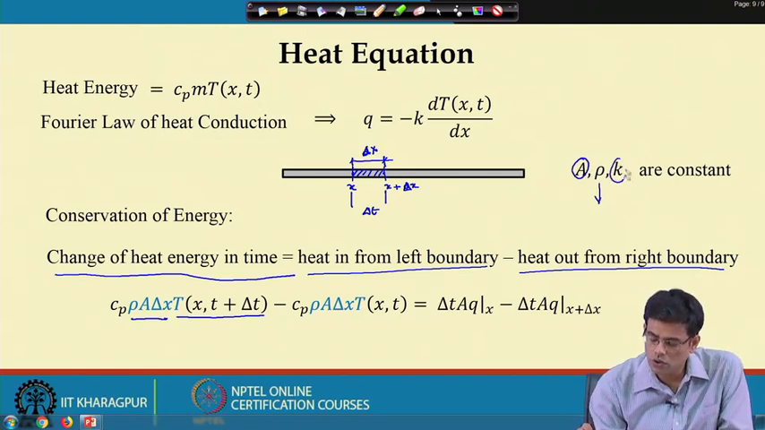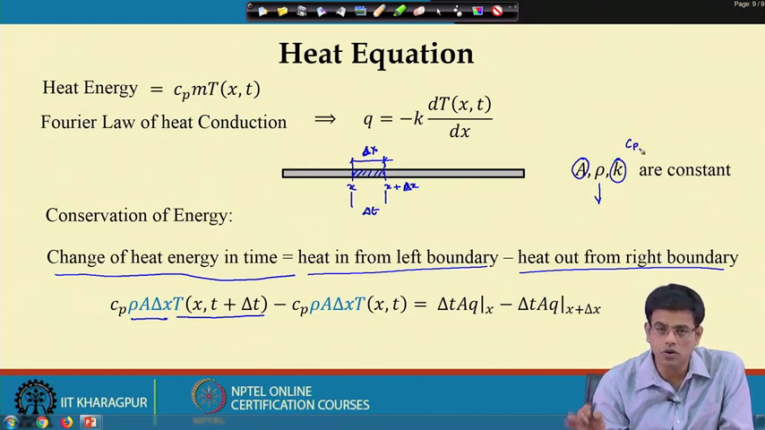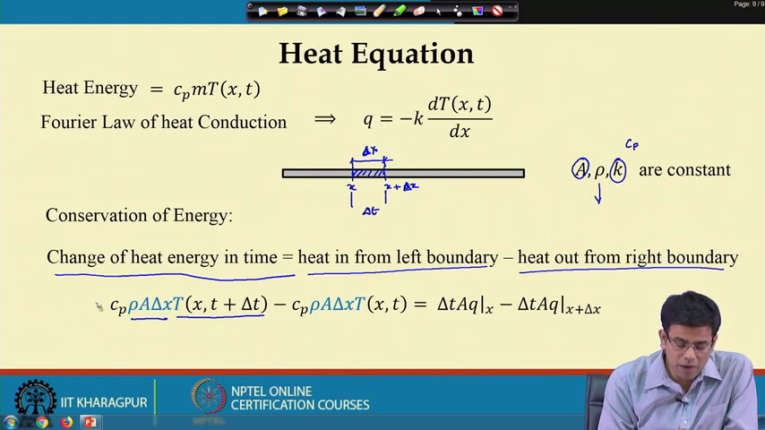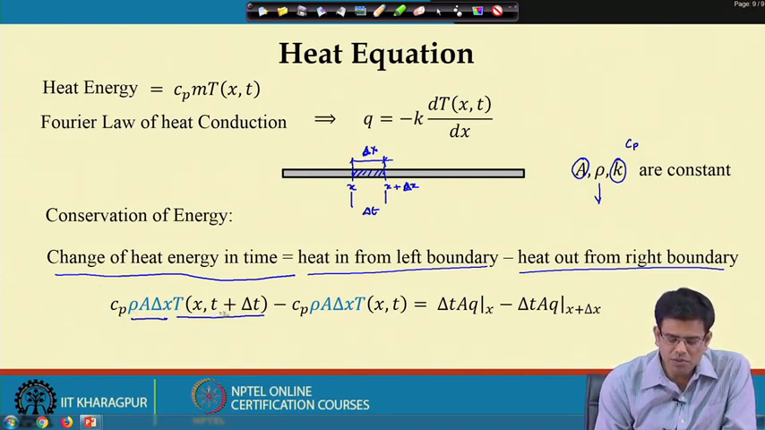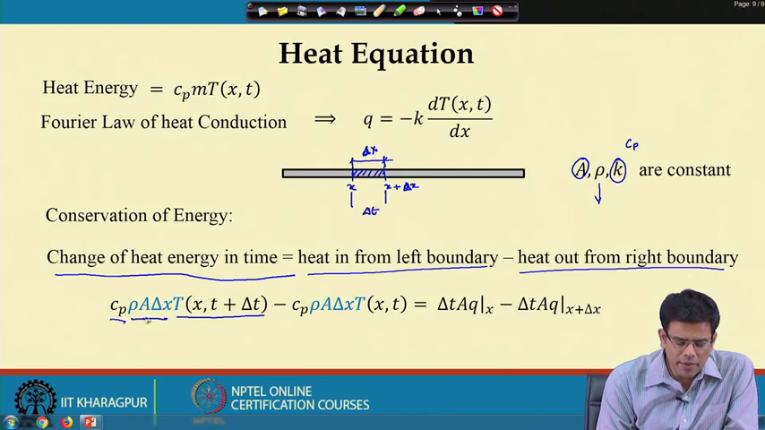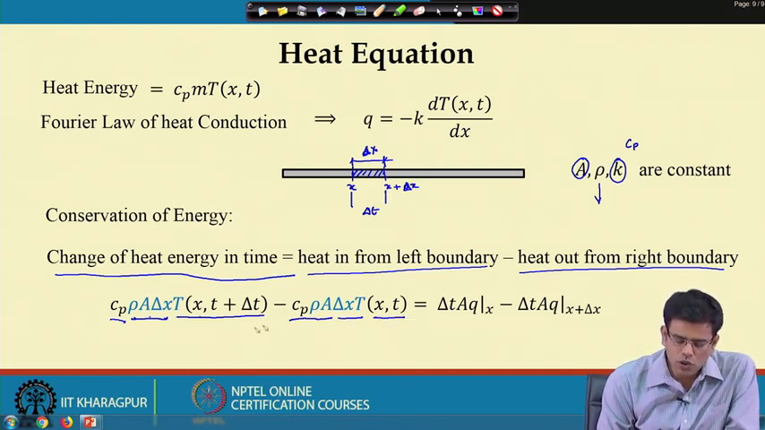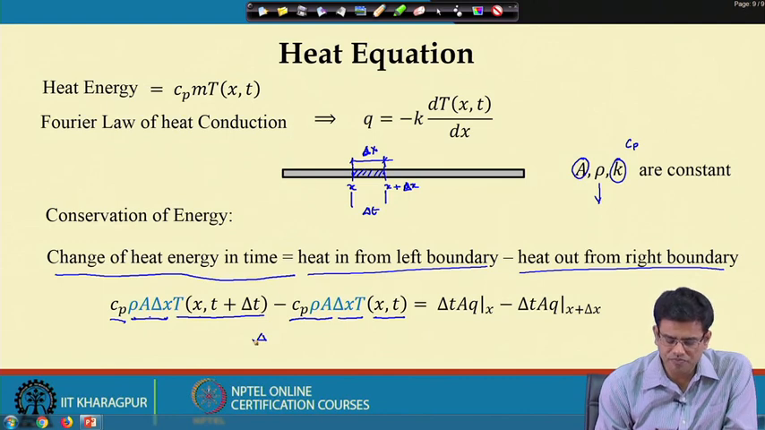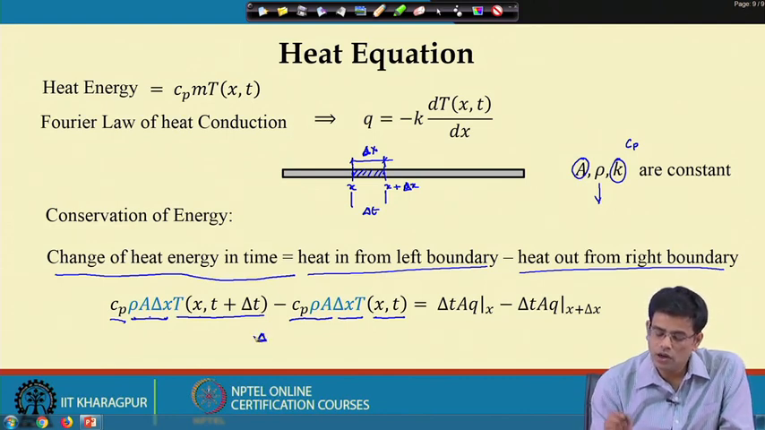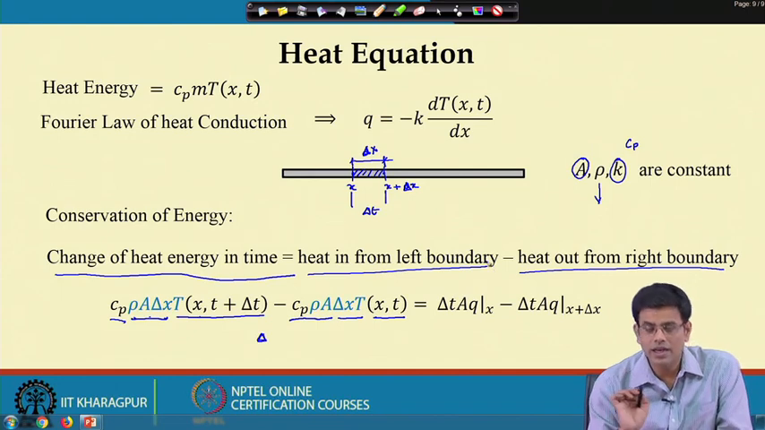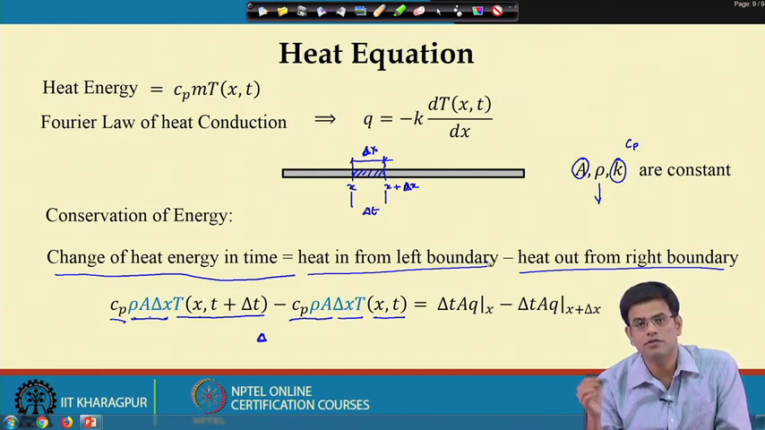I assume k is also constant, c is also constant, or specific heat is also constant. So now my heat energy at time t plus delta t will be Cp rho A delta x T of x, t plus delta t minus Cp rho A delta x T of x, t. Now, this will be my total increment of heat energy, which should be the heat from the left boundary minus heat from the right boundary.